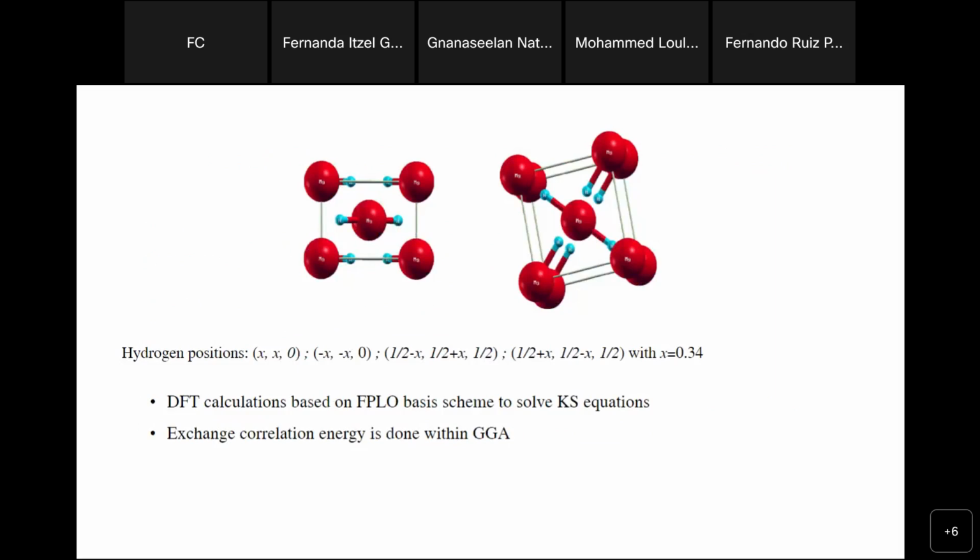All the results I will present are obtained from density functional theory calculations based on the full potential local orbital basis scheme to solve the Kohn-Sham equations. And the exchange correlation energy is treated within GGA with the PBE representation of the exchange correlation potential.